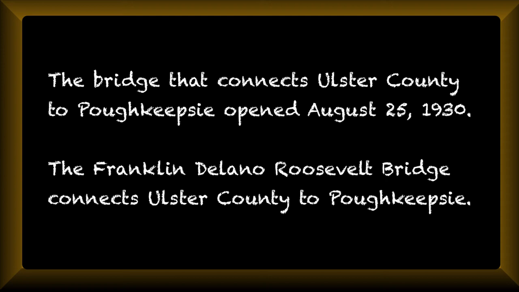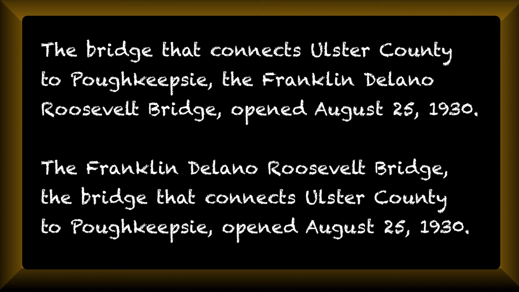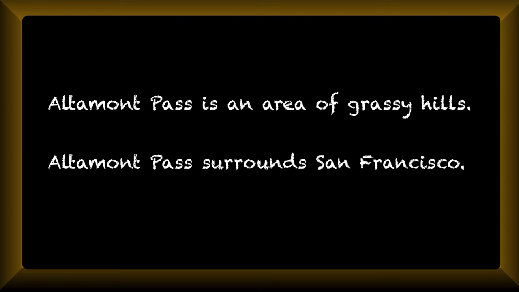The bridge that connects Ulster County to Poughkeepsie opened August 25, 1930. The Franklin Delano Roosevelt Bridge connects Ulster County to Poughkeepsie. Altamont Pass is an area of grassy hills. Altamont Pass surrounds San Francisco.